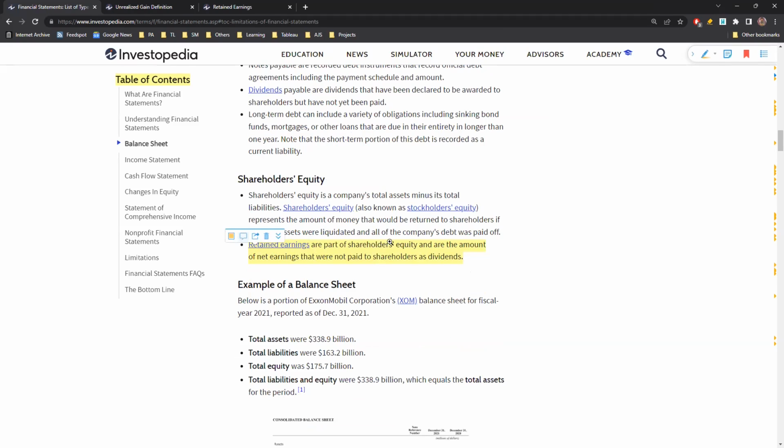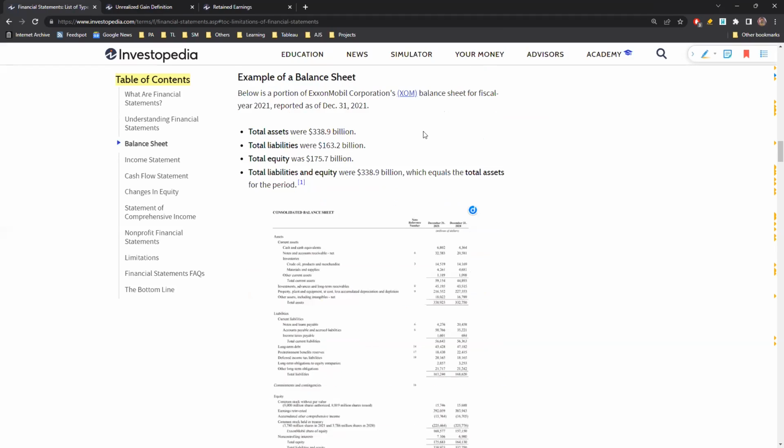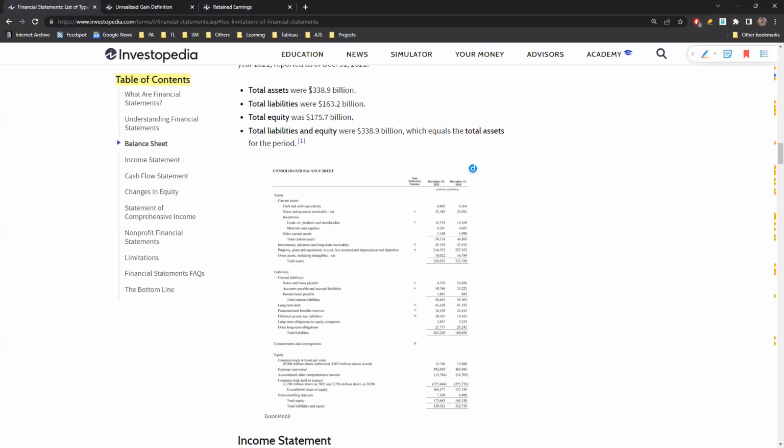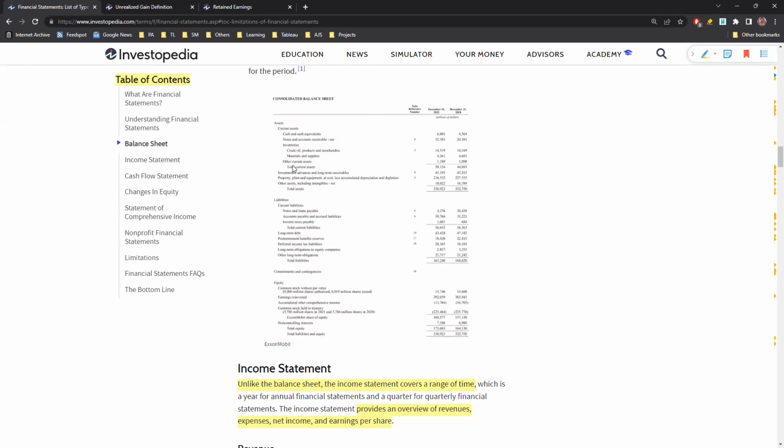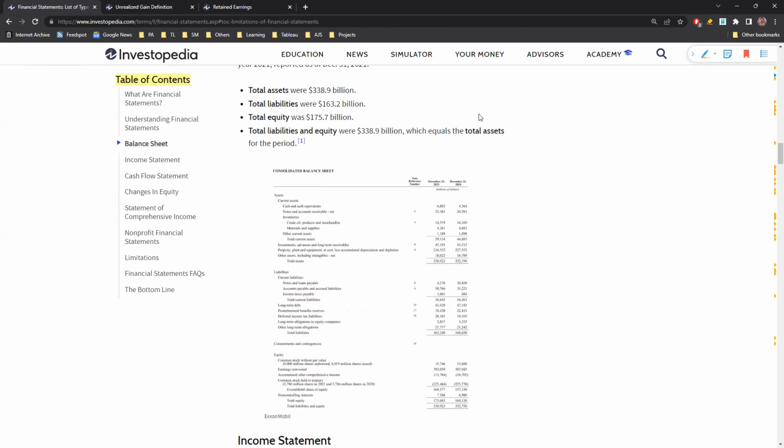So there is a sample balance sheet that we can see here. Currently there's a company that you might be familiar with called ExxonMobil. This is how a sample balance sheet will look. On the top we can quickly see there is total assets worth 338 billion. Total liabilities are worth 163 billion. And when you subtract liabilities from assets, you will see the equity to be 175 billion. So this is a quick snapshot of the balance sheet.